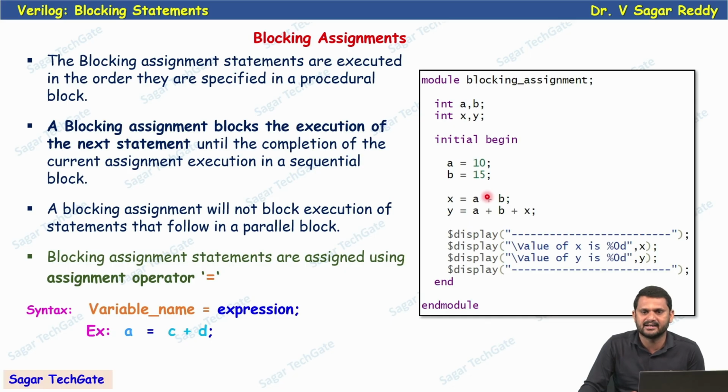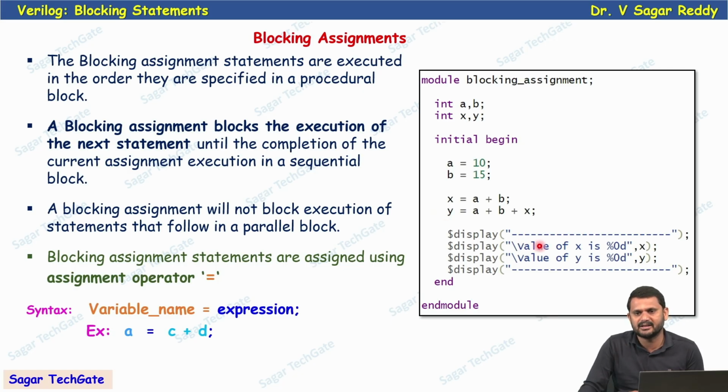Assign this result to the x. Now x becomes 25. After assignment only, it goes to the next statement. Now here, y is equal to a plus b plus x. What is the a value here? 10. b value is 15. So 25 plus 25, 50. Now y is updated as 50.